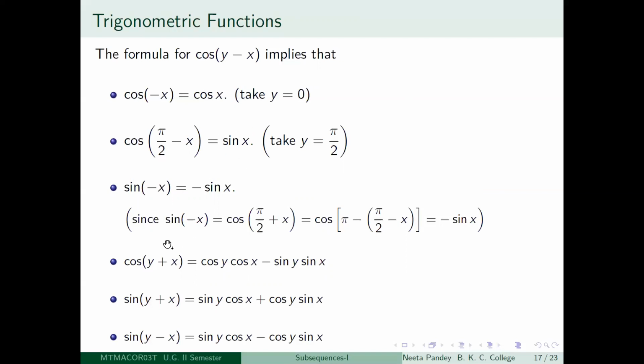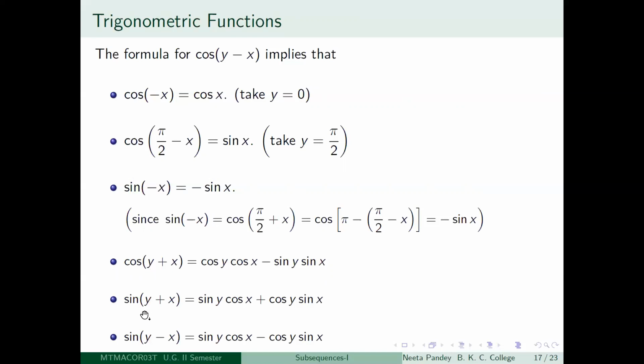Similarly, for this one, you write down sine of minus x equal to cos of pi by 2 plus x. No problems with that. And then you just write it as cos of pi by 2 minus pi by 2 minus x, and expand and so on. So you will get minus sin x. So sine of minus x is minus sin x and cos of minus x is cos x, right? And you will also get this formula. Just write y minus minus x, so you'll get the addition formula for cos.